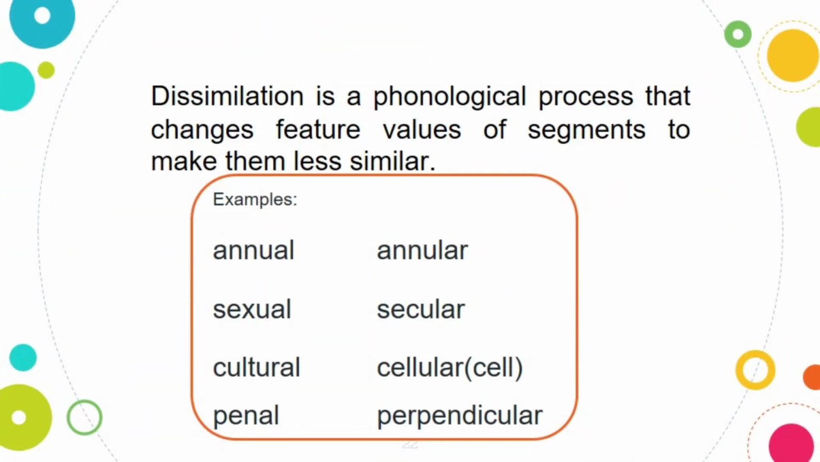Dissimilation is when a sound changes one of its features to become less similar to an adjacent sound, usually to make the two sounds more distinguishable. This type of rule is often seen among people speaking a language that is not their native language, where the sound contrasts may be difficult, so the rule is applied for ease of production and perception. In other words, dissimilation is a phonological process that changes feature values of segments to make them less similar. Examples: annual, annular; sexual, secular; cultural, cellular; penal, perpendicular.